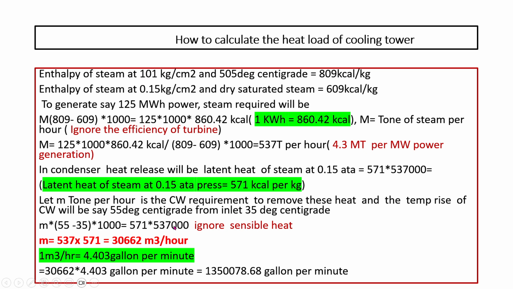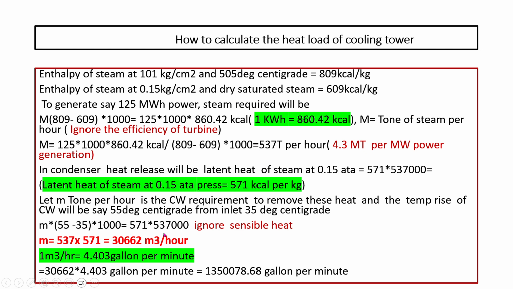So this is the latent heat, and this is the cooling water requirement, whose temperature will increase from 35 to 55 degrees centigrade. So what is M? M is equal to 537 into 571 divided by 20, that is 30662 meter cube per hour. This is the cooling water requirement to condense 537 ton per hour of steam at 0.15 kg per centimeter square, 55 degrees centigrade.